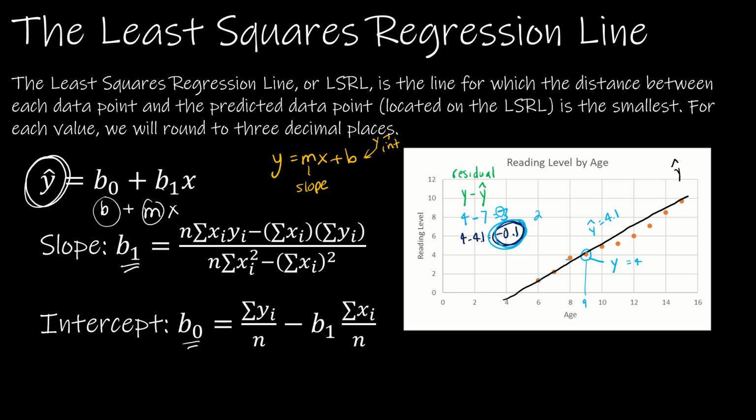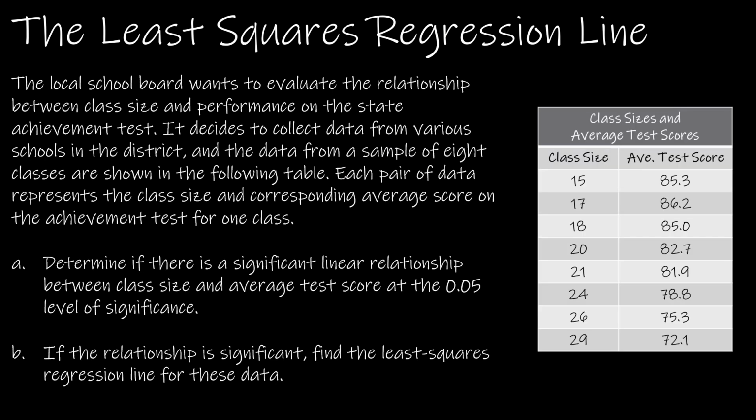And those formulas look a little bit complicated, but the good news is Excel can actually just do all of that for us. So I'm going to show you how to do this in Excel, because doing it by hand is sort of maddening. So we're going to look at this question together, and the first part of the question is something that we've already learned. We're going to determine, is there a significant linear relationship at the 0.05 level of significance between class size and average test score.